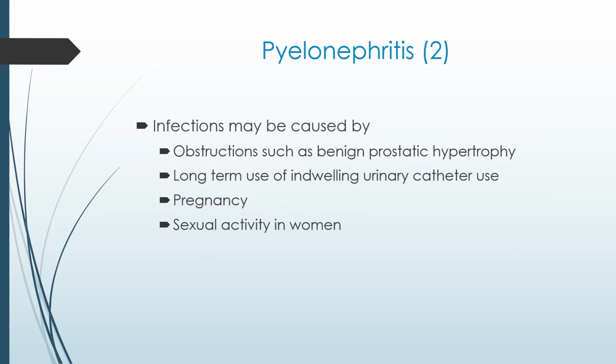So infections may be caused by obstructions such as benign prostatic hypertrophy, and this is in the male, long-term use of an indwelling urinary catheter, pregnancy, and then sexual activity in women.